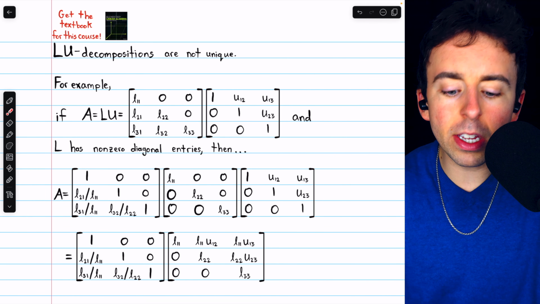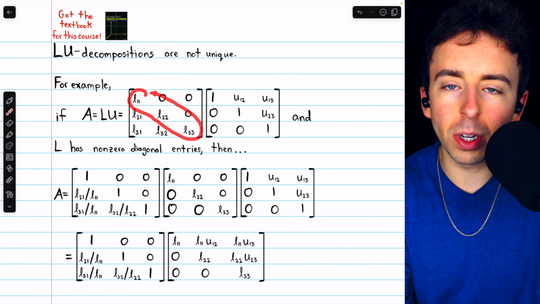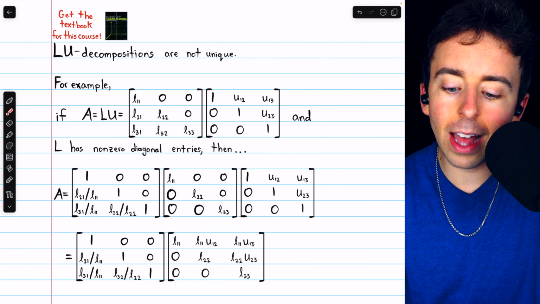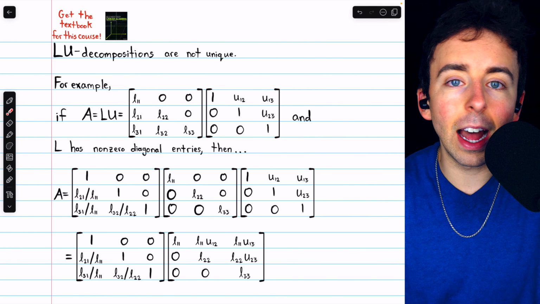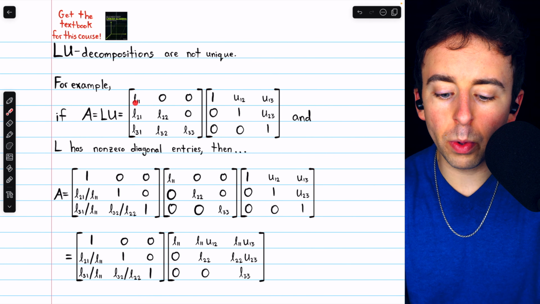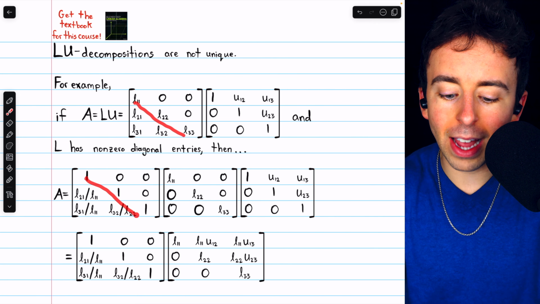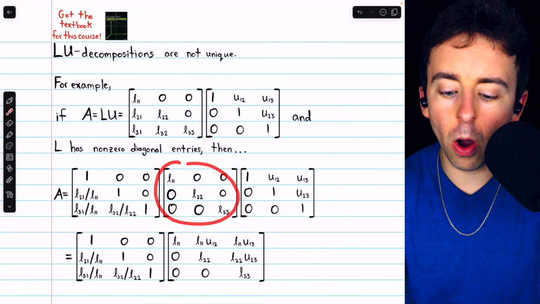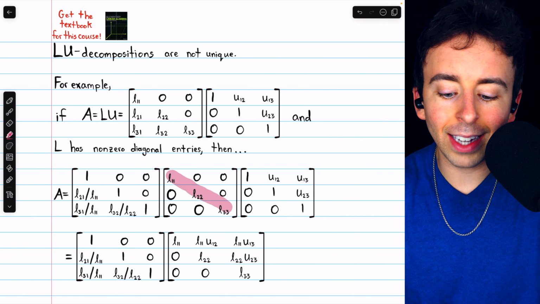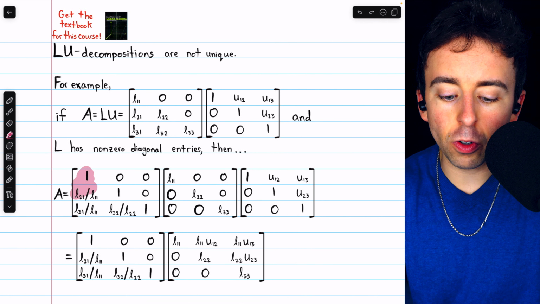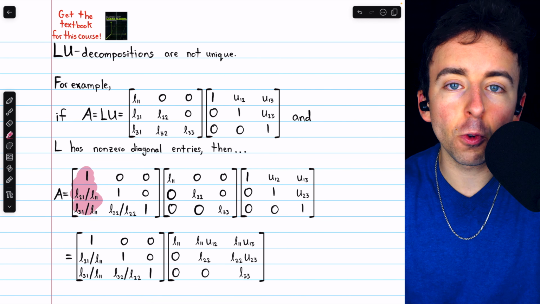If we suppose we have this LU decomposition of a matrix A, where L has non-zero diagonal entries, then we could shift these non-zero diagonal entries from the matrix L to the matrix U, and thus obtain a distinct LU decomposition. First, we would factor out those non-zero diagonal entries of L into their own diagonal matrix, like this.